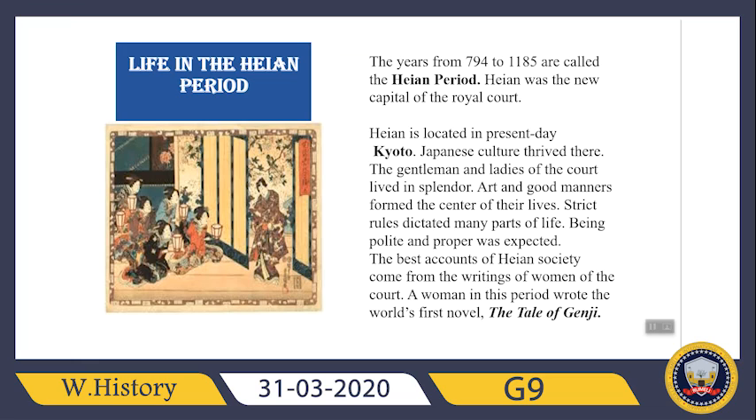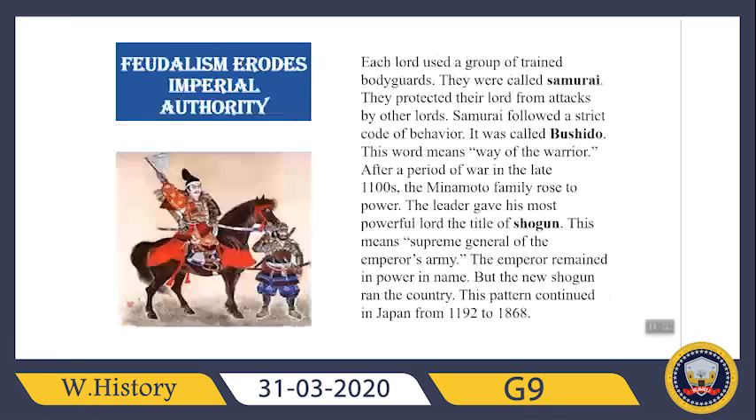The best account of Heian society comes from the writing of a woman of the court. A woman in this period wrote the world's first novel, The Tale of Genji. So a woman from Japan wrote the world's first novel. I just came to know that it was a story about a character, Genji. You must read it now. Try to get its translation in English, The Tale of Genji.